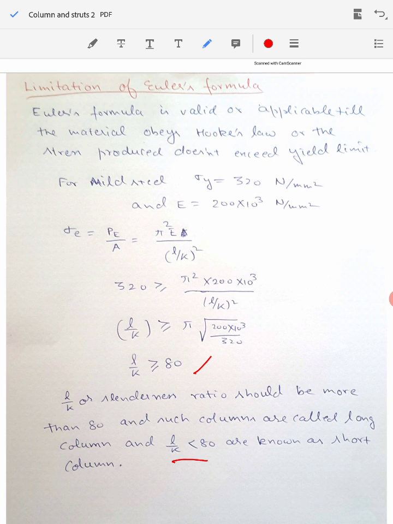So that limits it. The column should be long enough, or its length divided by radius of gyration should be greater than or equal to 80 in order to be called a long column, so that we can apply Euler's formula. If it is less than 80, we can't apply it for the short column.